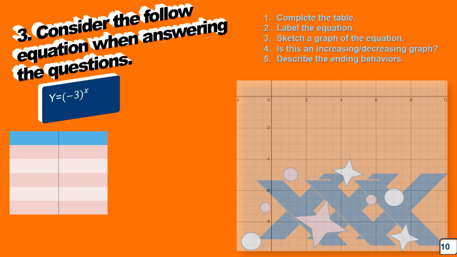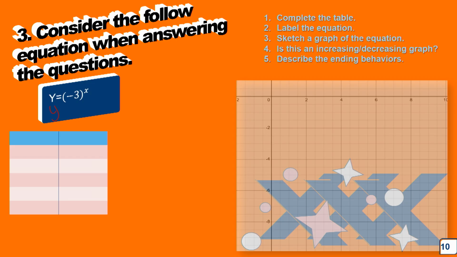Consider the following equation when answering the question. So we have y equals negative 3 to the x. We have complete the table, label the equations, sketch a graph of the equation. Is this increasing or decreasing? And describe the ending behavior. So let's go ahead and look at this.